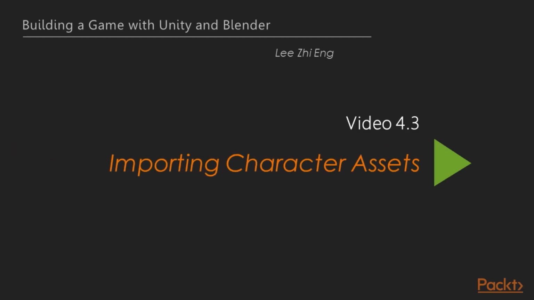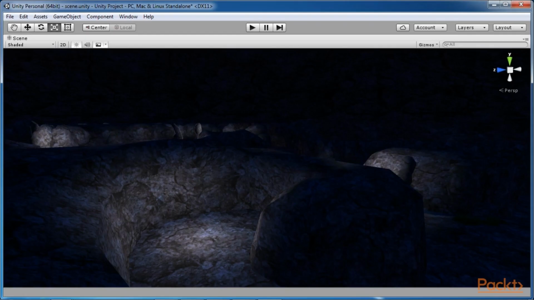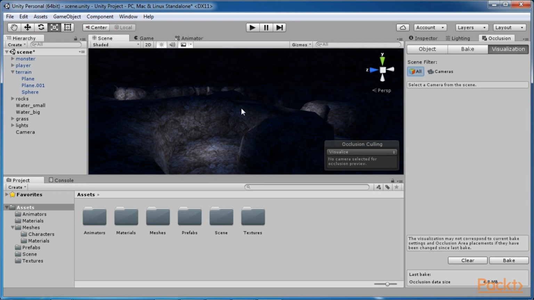Hi, we are now in the last video of this section, importing character assets. In the previous video, we learned how to import environment assets. In this video, we will learn how to set up animations for the characters. Then we will see how to call these animations and create an Animator Controller. We will have to look at the Animator window and finally set up the characters.